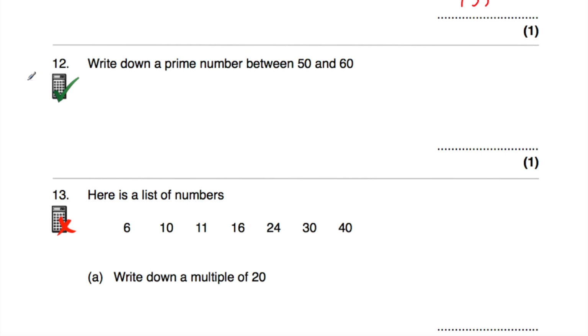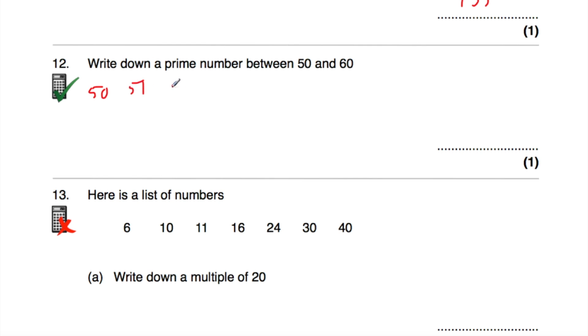So question number 12, it's a calculator question, so that's quite nice. And we want to write down prime numbers between 50 and 60. Okay, so to find the prime numbers between 50 and 60, I'm just going to write down the numbers between 50 and 60. Now, it doesn't say inclusive or not, but I'm just going to write down 50 and 60 anyway. I know I'm going to be crossing them off, so then that doesn't really matter.